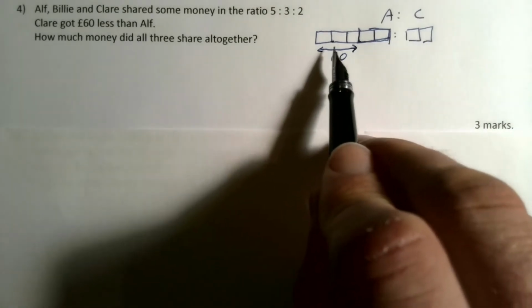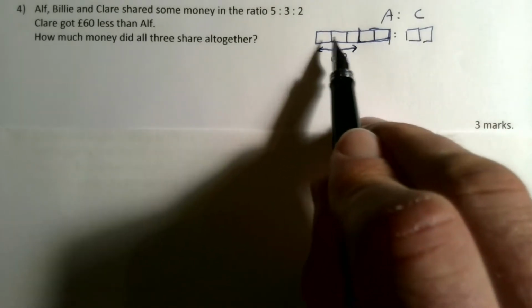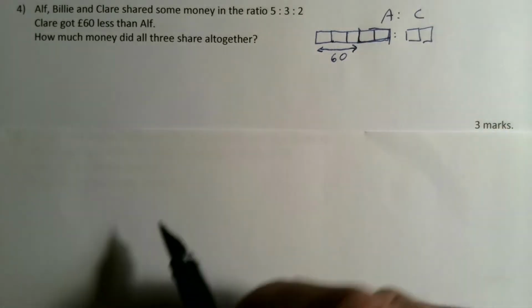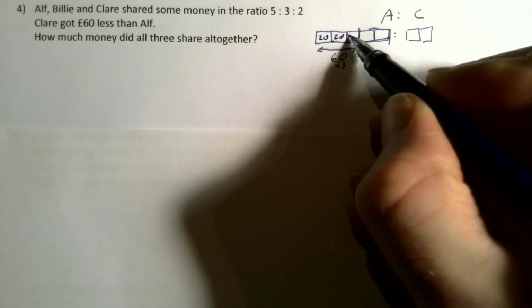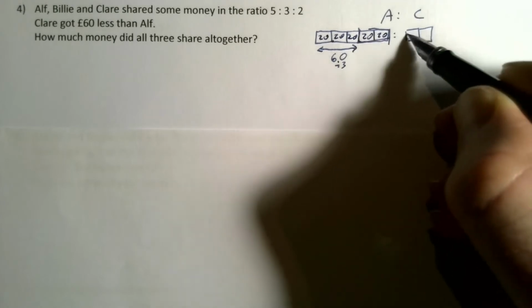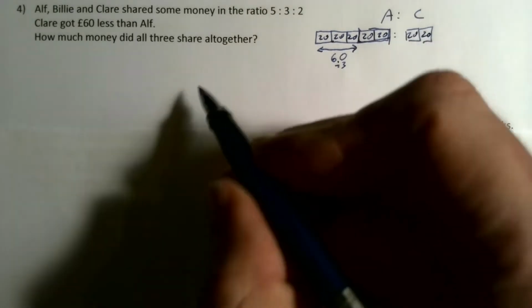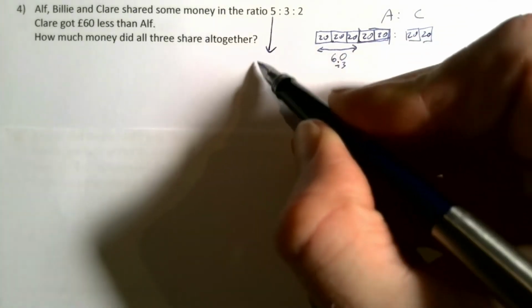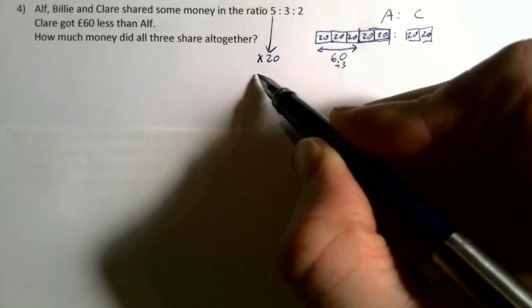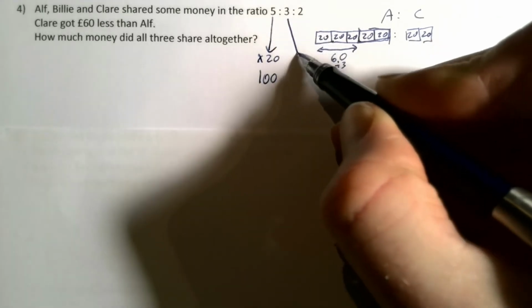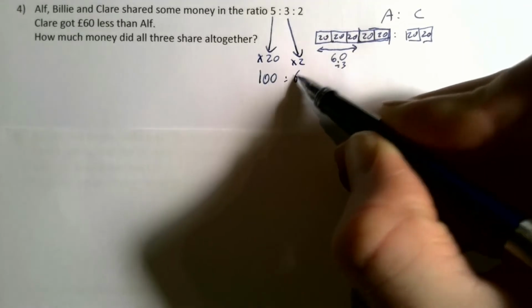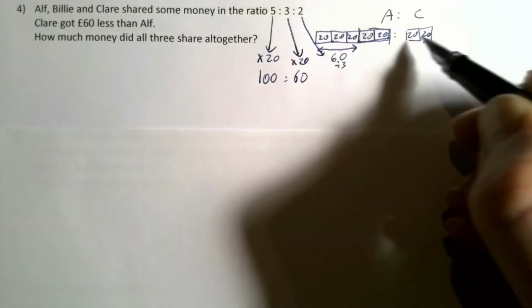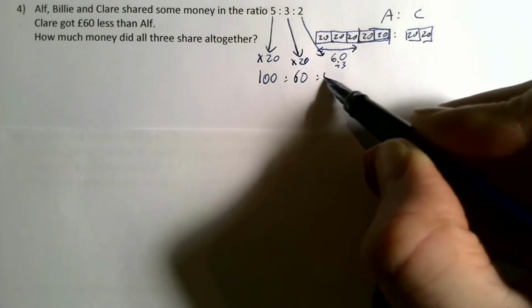Now the one rule of ratio when you put it into a bar is that every one of these boxes needs to have the same number in it. So if I divide 60 by 3, I can put 20 in each of those. And now that I know that, it means there must be 20 in every single one of them. So Alf has 5 times 20, which is £100. Billy has 3 times 20, which is £60. And Claire has 2 times 20, which is 40.